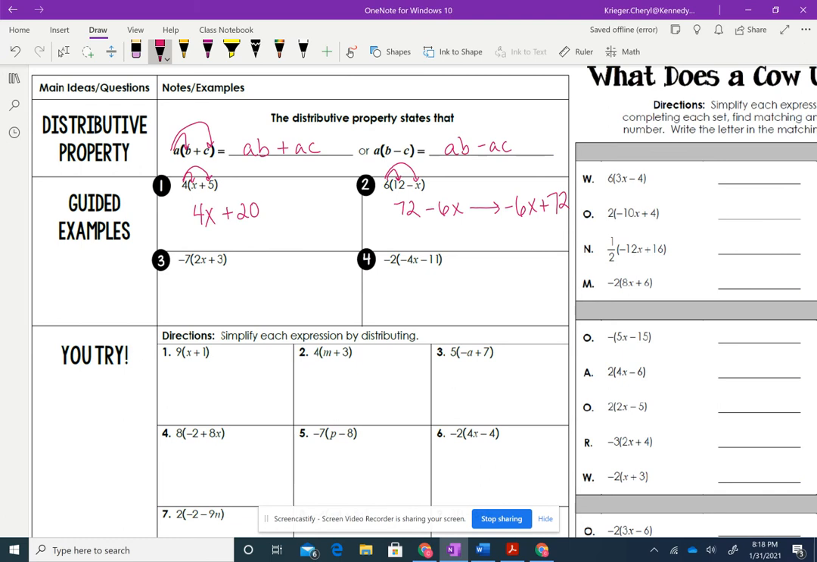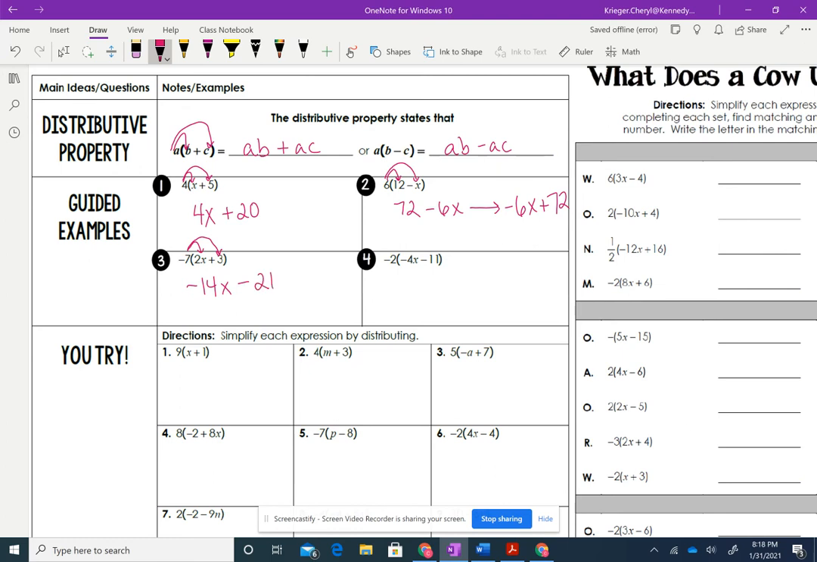All right, so number 3, we're distributing negative 7 times 2x. Negative 7 times 2x is negative 14x. And negative 7 times positive 3 is negative 21.